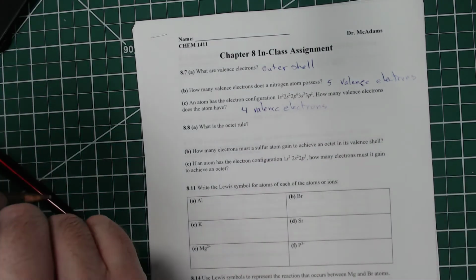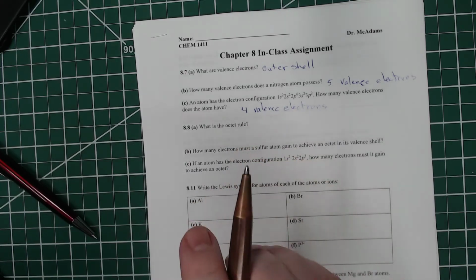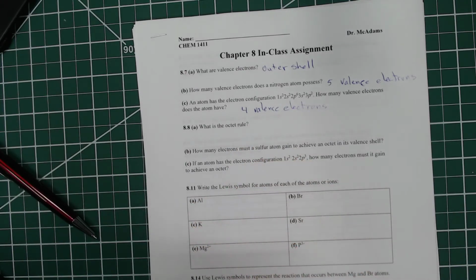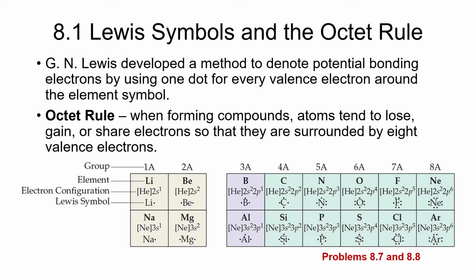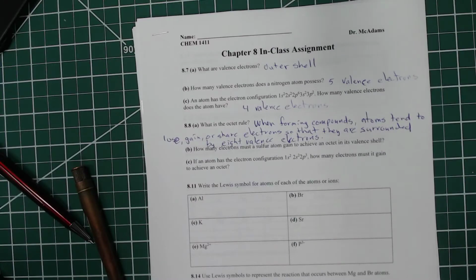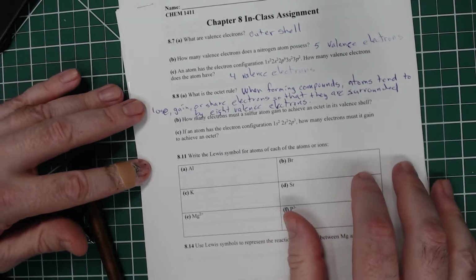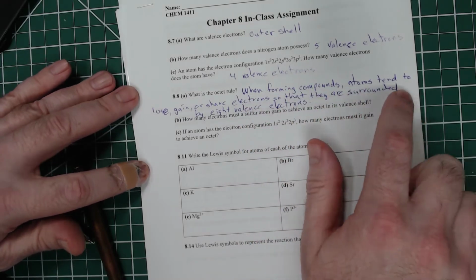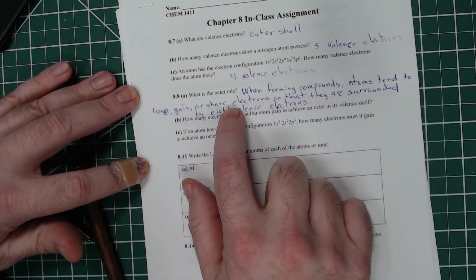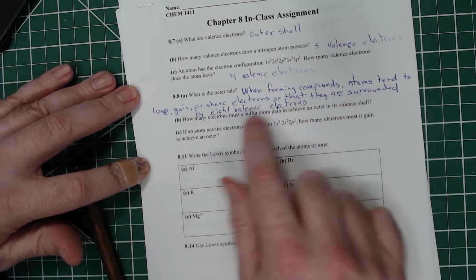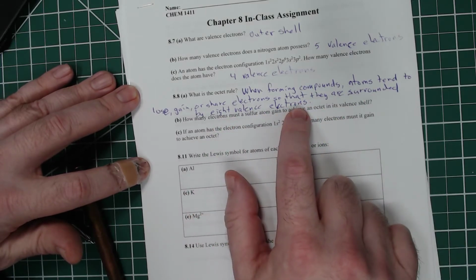All right, the next question is, what is the octet rule? Well, I'm going to go back to this page, and then I'm going to pause and write it down and then go back to the other page. Okay, so there we go. I just wrote down what was on that page. When forming compounds, atoms tend to lose, gain, or share electrons so that they are surrounded by 8 valence electrons.